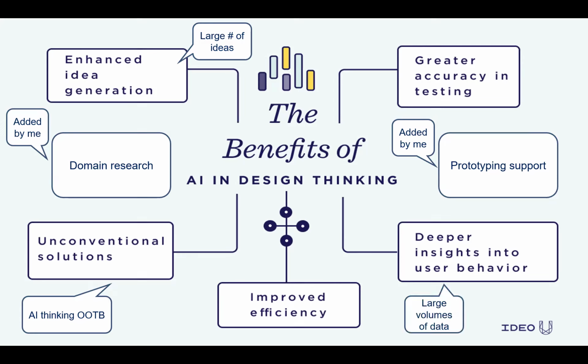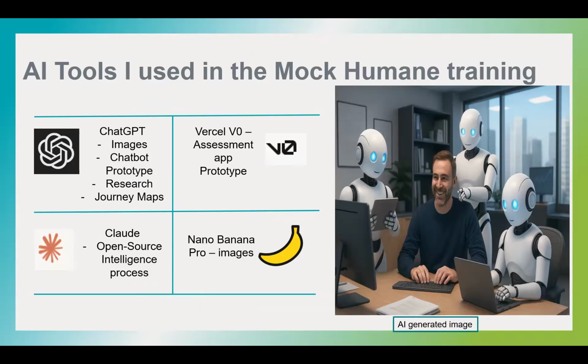And then you've got deeper insights into human behavior, and we'll show how we can use AI to help us pull large volumes of things like trends and customer sentiment. And then finally, you can use it for testing, but that's not applicable in this because we won't have enough time for that kind of testing for sure. But domain research and prototype support for sure as well.